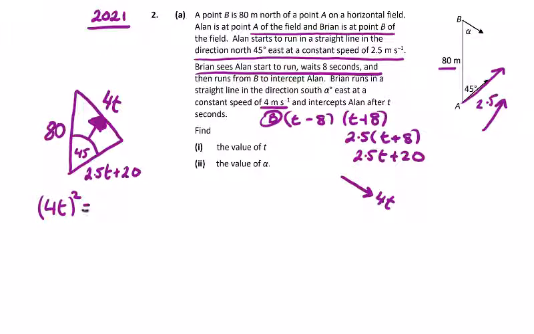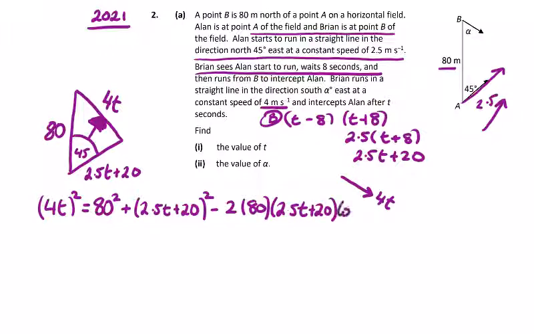Cosine rule: 4t squared would be equal to 80 squared plus 2.5t plus 20 all squared. I wonder, is there an easier way? Maybe I'm going down a rabbit hole here. Minus 2bc cos A, so minus 2 by 80 by 2.5t plus 20 by the cos of 45. That is just one variable in t.